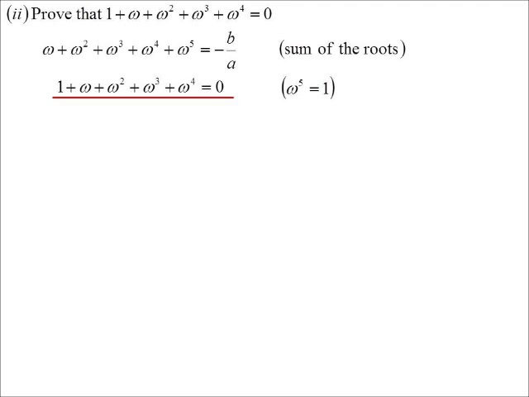Now we're going to prove that if I add them all up, I get 0. Well, I could say they're the sum of the roots. Because remember, we said the roots were omega, omega squared, omega cubed, omega to the power of 4, and omega to the power of 5. They're all our solutions. So the sum of the roots would be minus b on a.